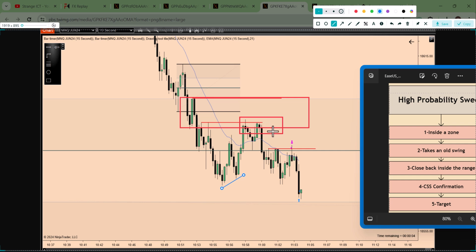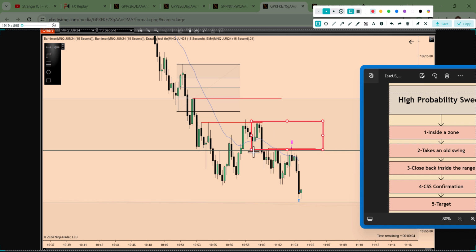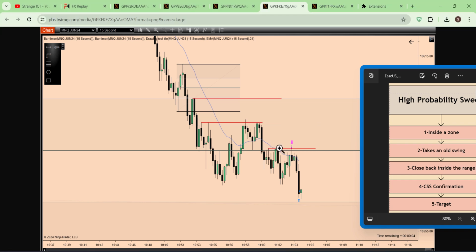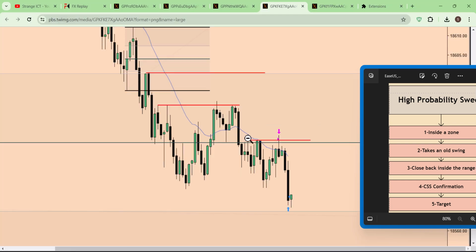So what happened next is that we have this zone right here. We have this unmitigated zone. Price taps into it one more time, or for the first time, trading lower. One more time trading into it, but failed to take this high right here. Let me zoom in. Failed to take this high, trading lower, and then one more time sweeping both of these two highs.